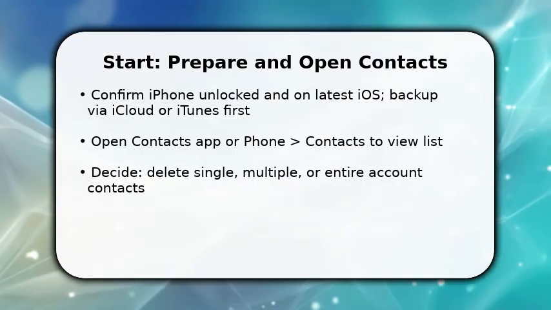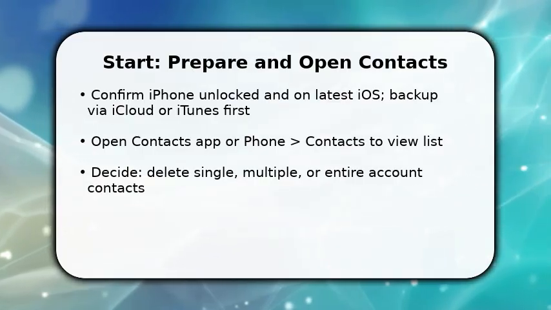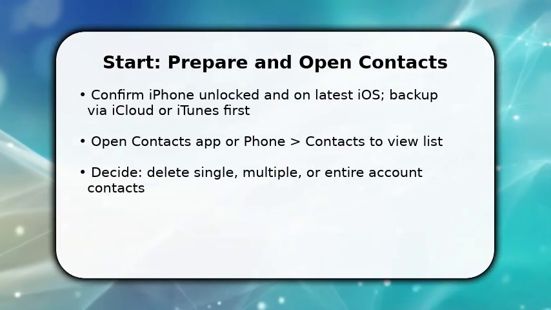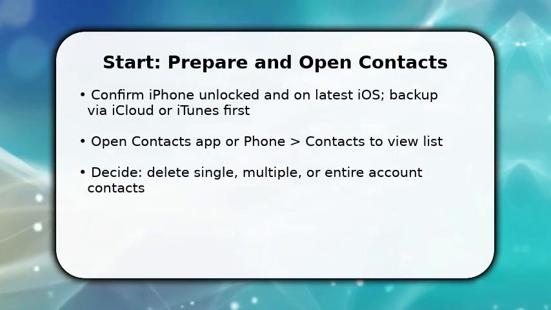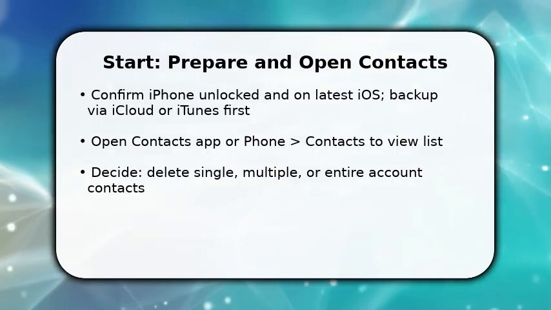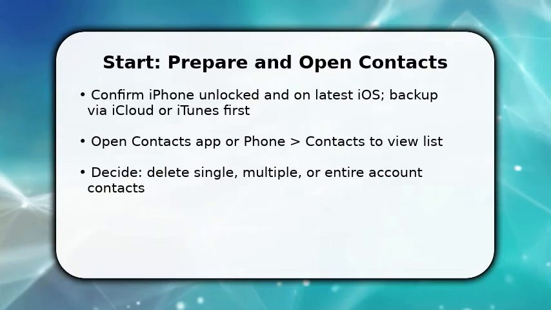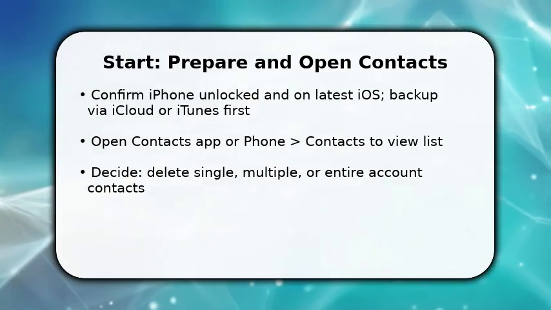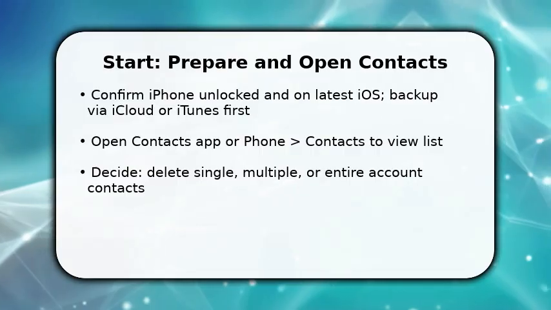You'll begin by making sure your iPhone is unlocked and backed up. This prevents accidental permanent loss. Next, open the Contacts app or tap Phone then Contacts so you're looking at the list. Once done, decide whether you want to remove one contact, several at once, or all contacts tied to an account.